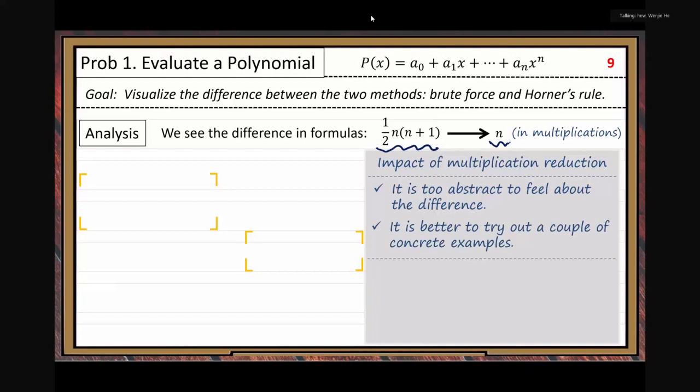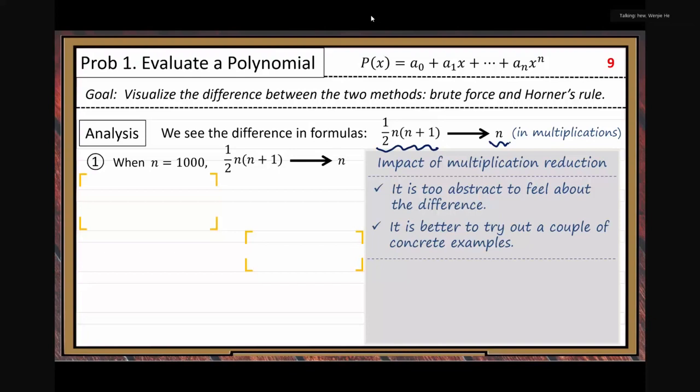So let's try out a couple of examples here. The first example, we choose n equals 1,000. So we want to calculate a polynomial with degree 1,000 using these two methods. The first one, the brute force method. The second one, the Horner's rule method.